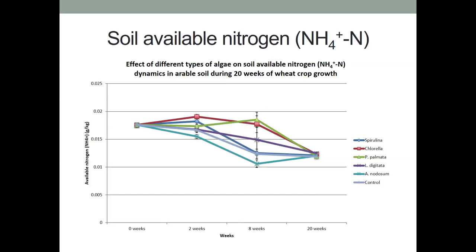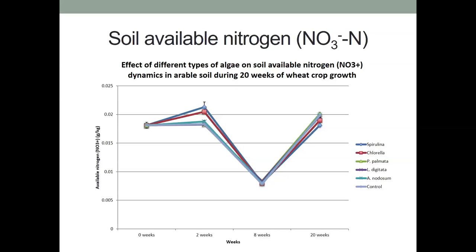And for soil available nitrogen concentrations, after two weeks of the addition, both chlorella and spirulina increased available ammonium nitrogen concentrations. However, after 8 weeks, Palmaria palmata, which is one of the seaweeds, the red algae, seemed to increase the ammonium nitrogen concentrations even more significantly. And this was similar to the results that we saw in the greenhouse experiment.